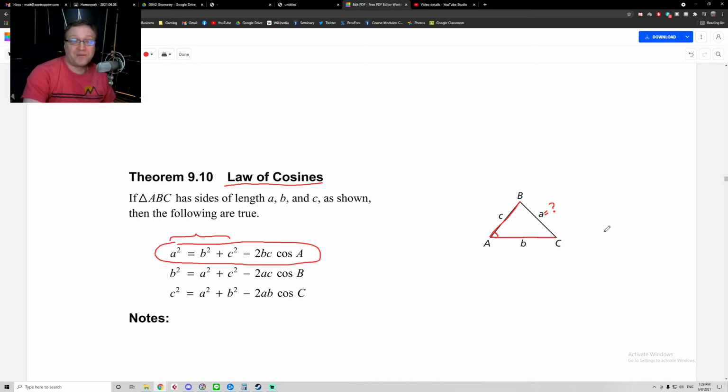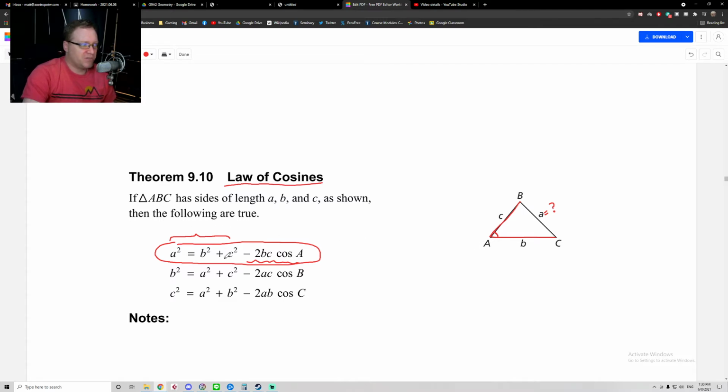Here, we don't have a right angle. This is not a right triangle, so we have to adjust it a little bit. The way we adjust it is we subtract 2bc times the cosine of A. And this is A right here, the cosine of this angle. So that's how we do this.